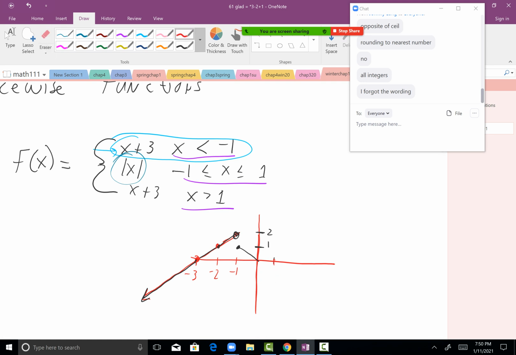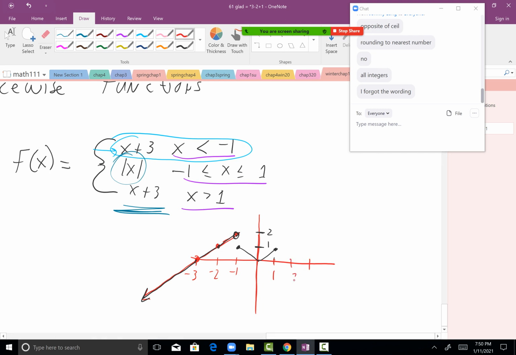All the way to 1. So it's going to look like that. Okay. Then at 1, right after 1, now this graph is over. Okay, and it's going to concentrate on this one because that's what the condition says. So now I'm going to have x plus 3 again, but this time that's going to happen after 1.